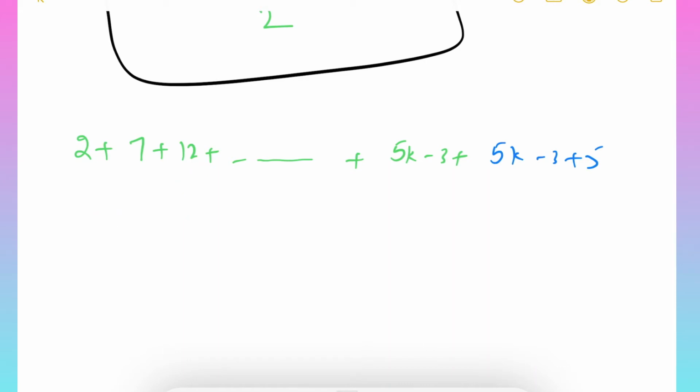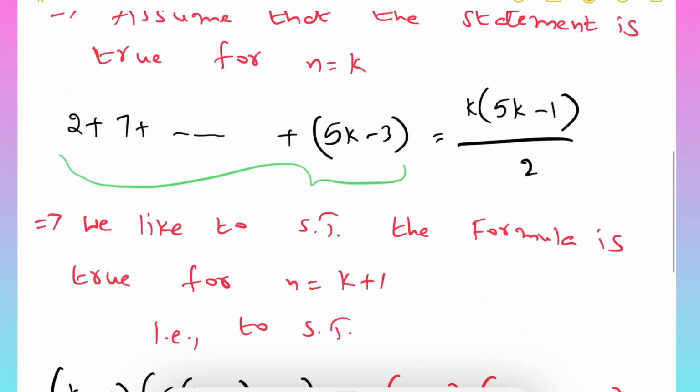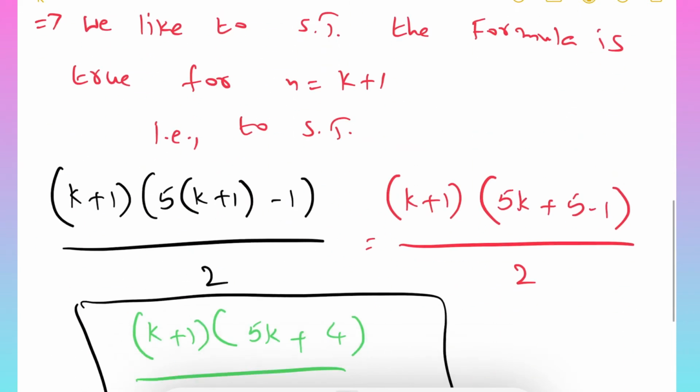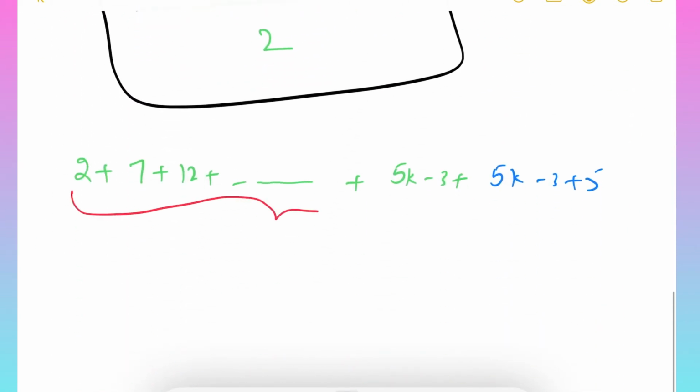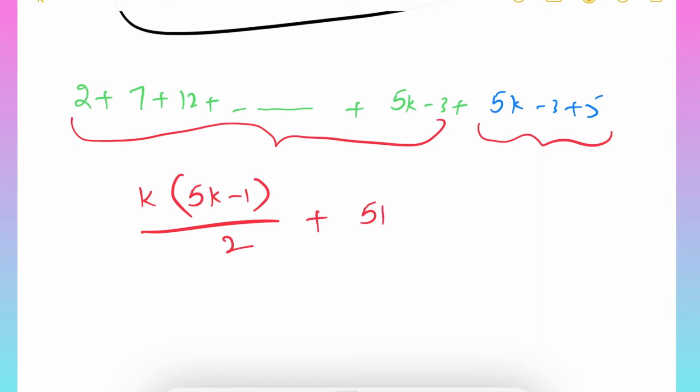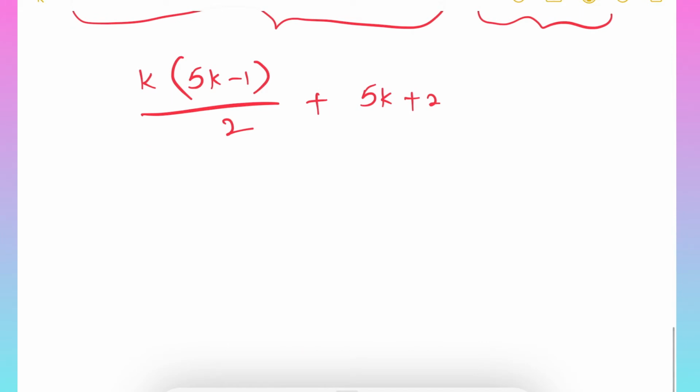Now from the second step, if we observe it clearly again, 2 plus 7 plus and so on plus 5k minus 3, this total value is k into 5k minus 1 by 2. So this total value is nothing but k into 5k minus 1 divided by 2 plus this one, I'll write as it is, 5k minus 3 plus 5, which is 5k plus 2. Now 5k plus 2 doesn't have any denominator, so I will write it as over 1. Now let us do cross multiplication. Both the denominators are different, so multiply both the denominators. 2 ones are 2.